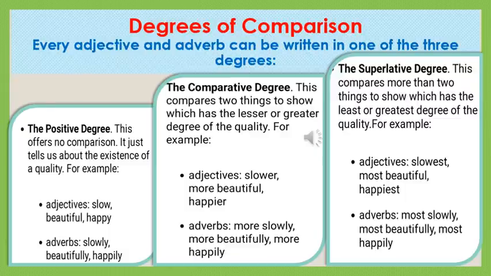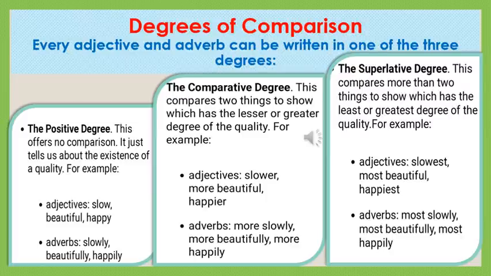And the second one is the comparative degree. This compares two things to show which has the lesser or a greater degree of the quality. For example, slower, more beautiful, happier. These are the examples for comparative degrees of adjectives. And adverbs: more slowly, more beautifully, and more happily. 3 examples are given for adverbs also, comparative degrees of adverbs.